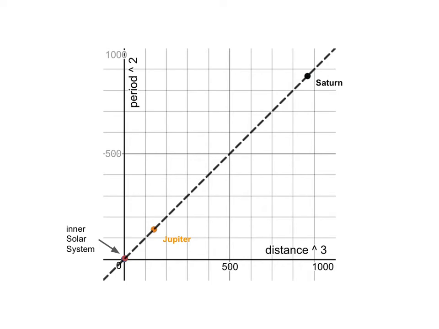This was the state of the world when Kepler was working. There were 5 naked eye planets: Mercury, Venus, Mars, Jupiter, and Saturn. And they all fit. And you're like, okay, it's impressive, but you got 5 points, you make them fit on a line, that's not crazy.